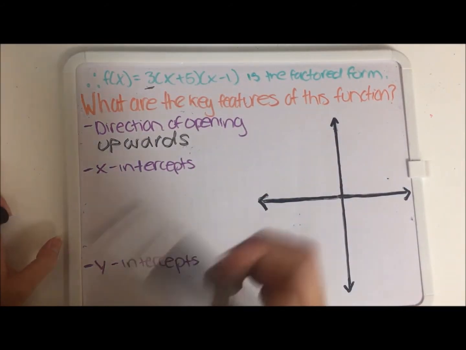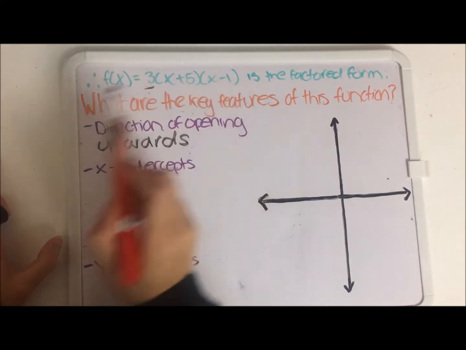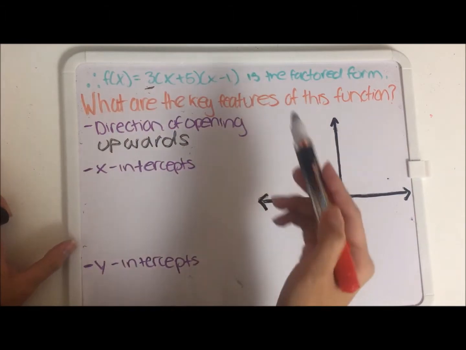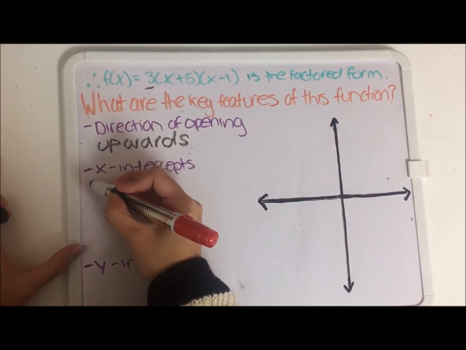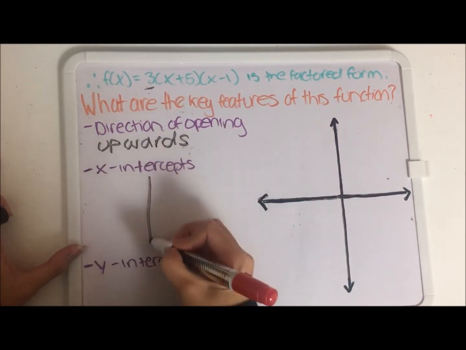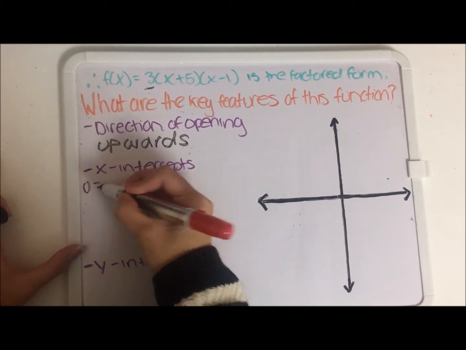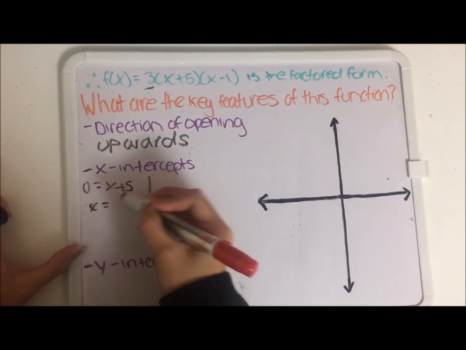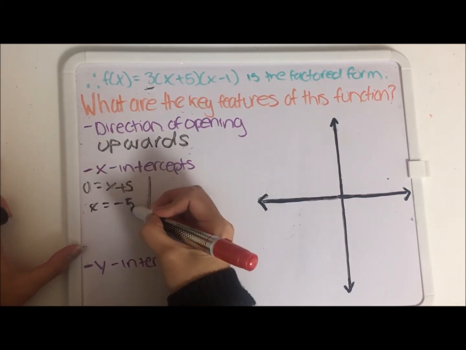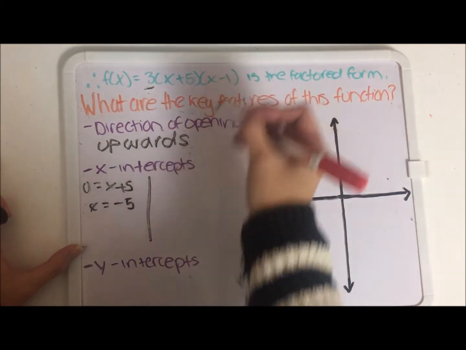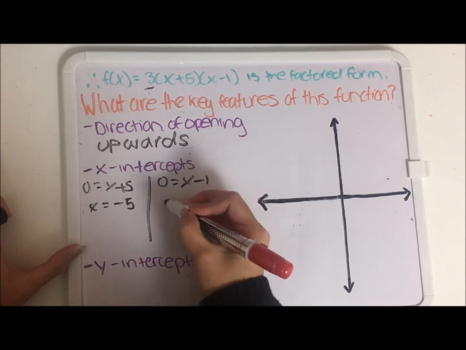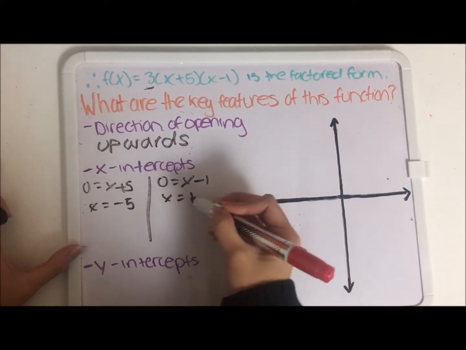Now, what are the x-intercepts? Well, if you recall, if you look at the factored form, all you have to do is set y equals 0 with each of the factors. So for the first one, 0 equals x plus 5, bring the 5 to the other side, x equals -5. This side, 0 equals x minus 1, x equals 1.